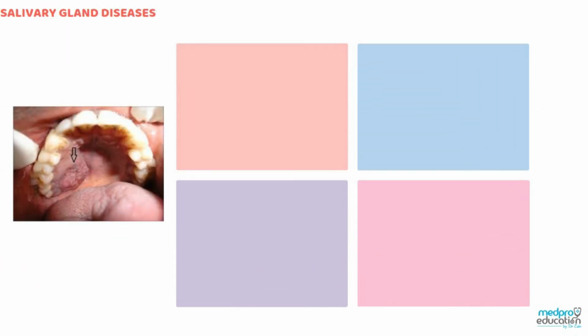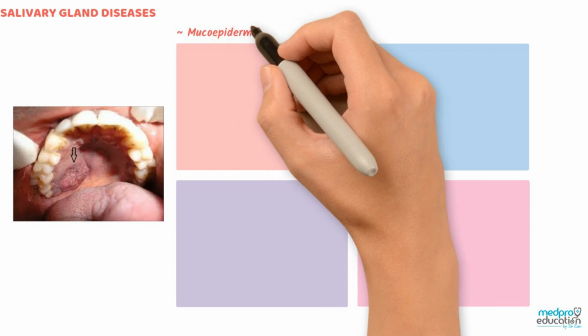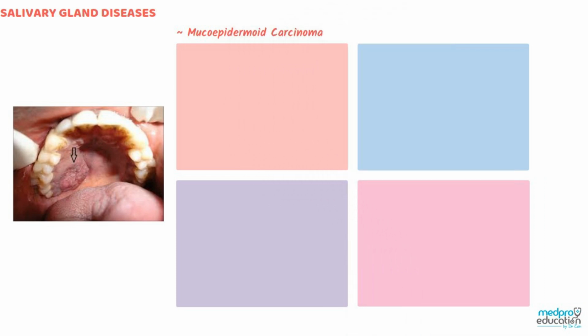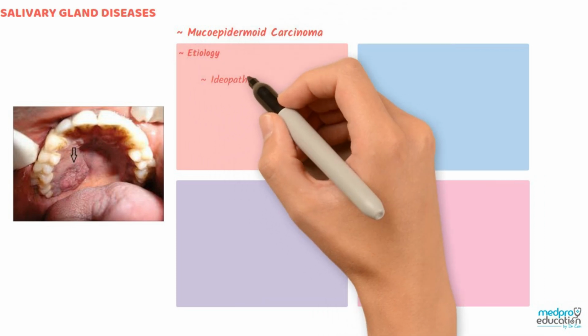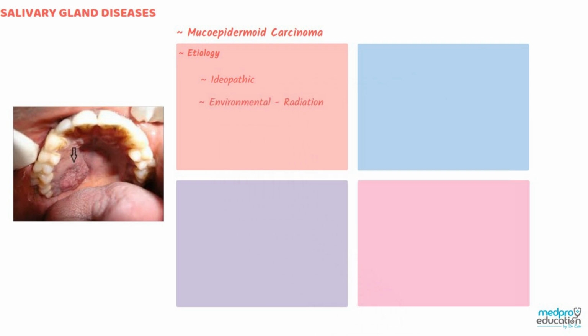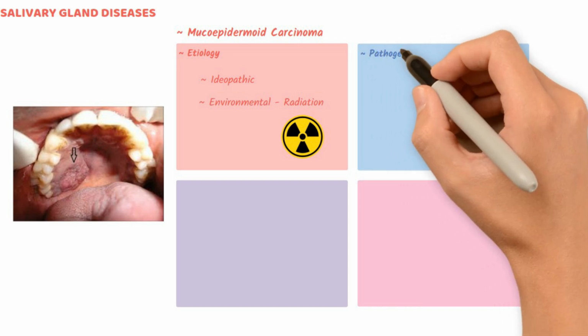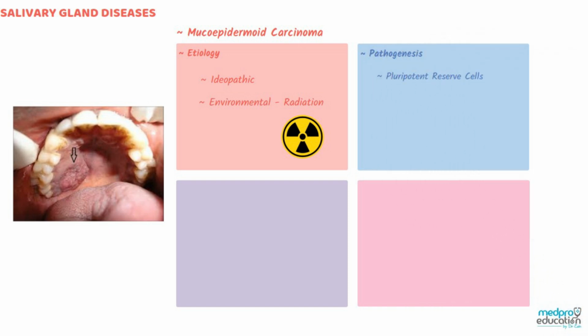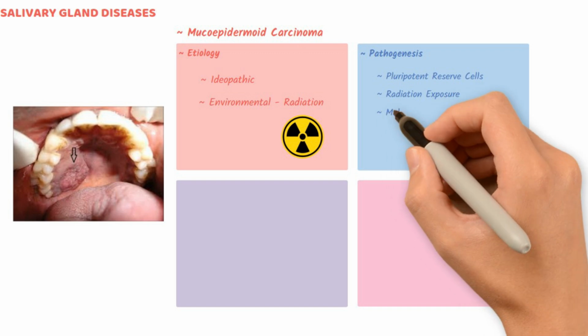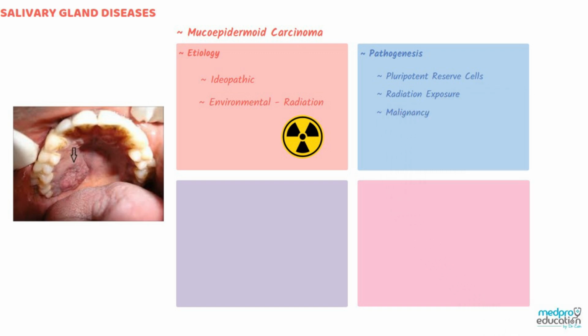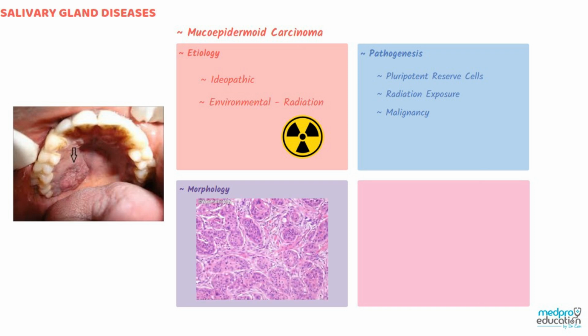Finally, the most common malignant salivary gland tumor, mucoepidermoid carcinoma. Etiology: most cases are sporadic, idiopathic, though some are environmentally linked to prior radiation exposure. Pathogenesis: it arises from the pluripotent reserve cells of the salivary duct, giving rise to a mixture of cell types. Morphology: grossly an ill-defined infiltrative mass. Histologically, a mixture of mucin-producing cells, squamous cells, and intermediate cells.